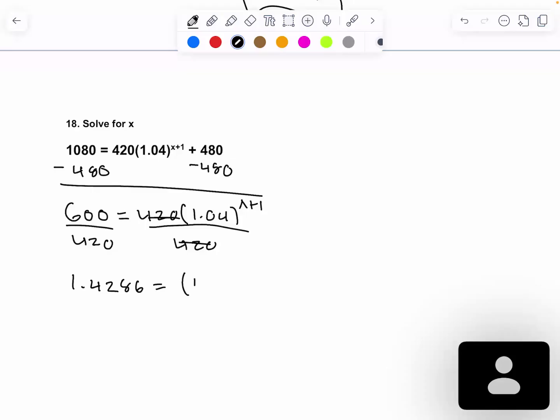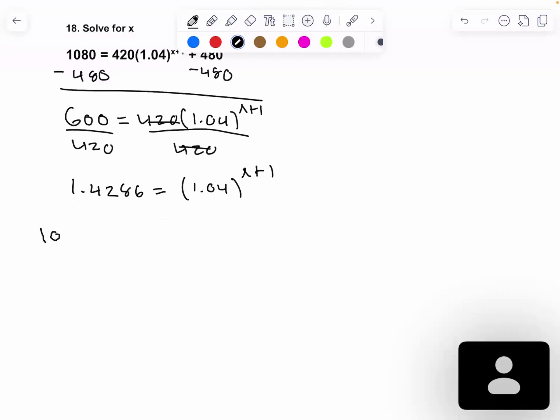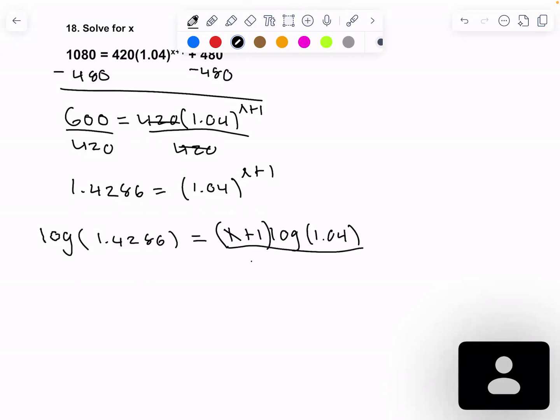equals 1.04 to the x plus 1. Now to get rid of the power, I take the logs of both sides. And the whole reason why we do that is so we can take that power out in front. So I'm going to go ahead and do that in one step. You can take an extra step if you like. Then I'm going to divide out the logs. Log is just a number, so I can divide it. It'll cancel here, but whatever I do to one side, I got to do to the other side.